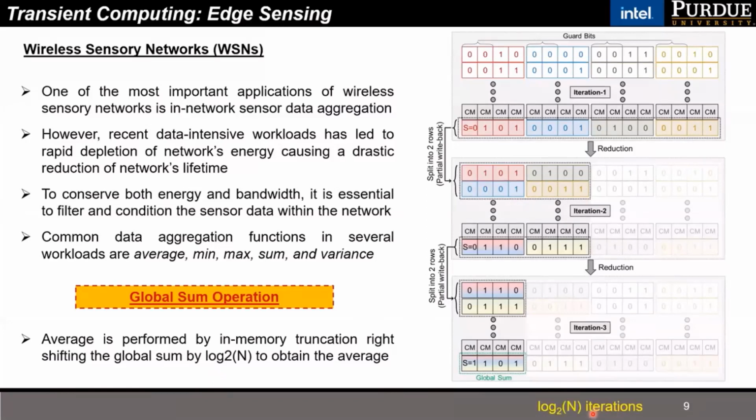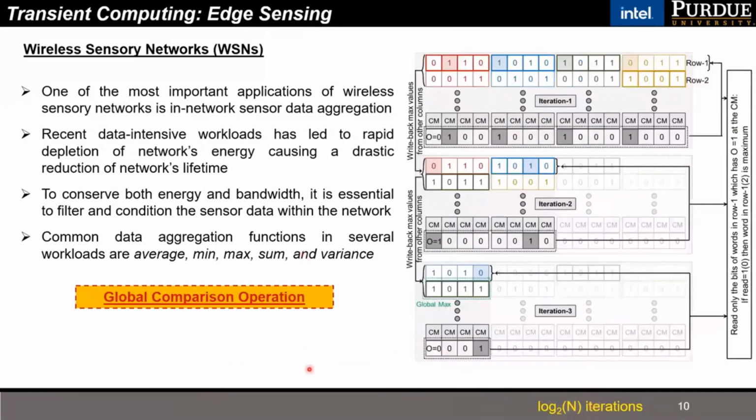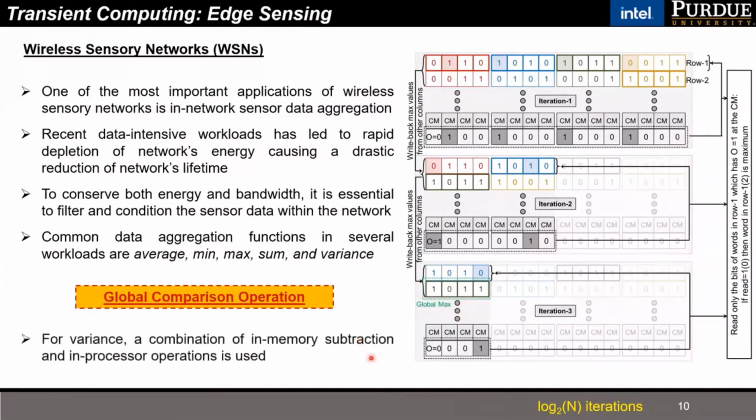The number of iterations required for performing global sum of n words is log n to the base 2. A similar approach is used for performing global comparison operations to find global maximum or global minimum, where we do iterative reduction operations to achieve the global result over the sample space. For variance computation, we combine in-memory subtraction with in-processor operations for wireless sensory networks.